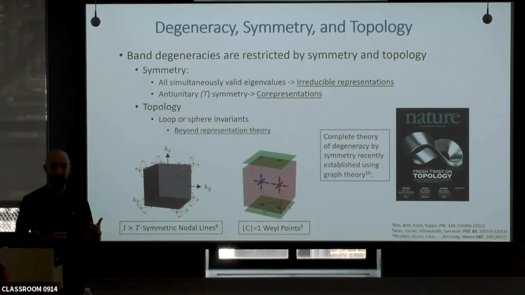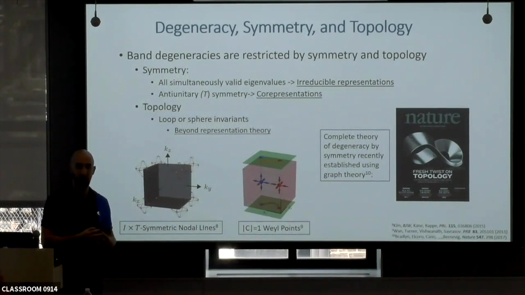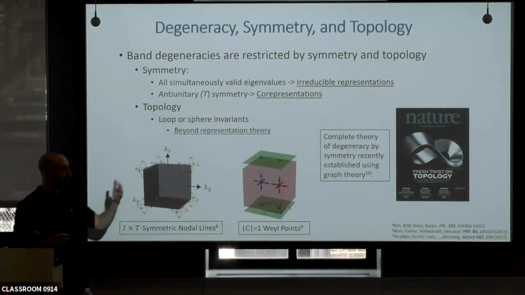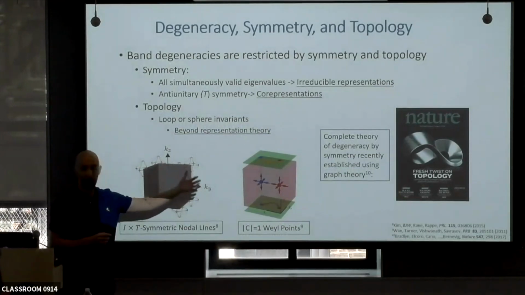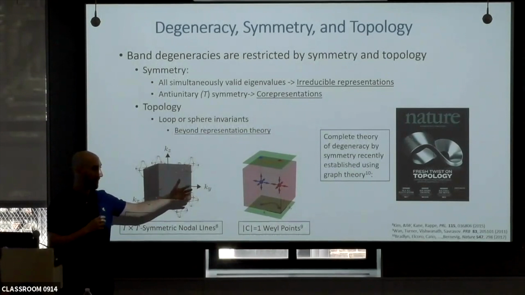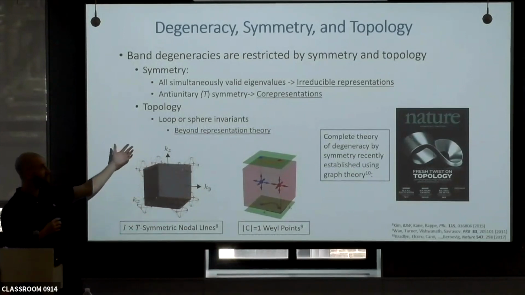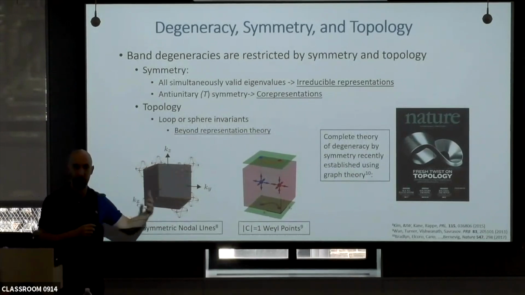In addition to that, there are also nodal touching points like Weyl points, where they go beyond representation theory. Just by some loop or sphere invariant, I can show that I can't open up a gap even though I've reduced the crystal symmetry and all the bands are labeled with the same eigenvalues, or lack thereof. On the symmetry side, this topological quantum chemistry framework captures everything in the first class. For the second class, you have to do some additional analysis to determine what's going on.